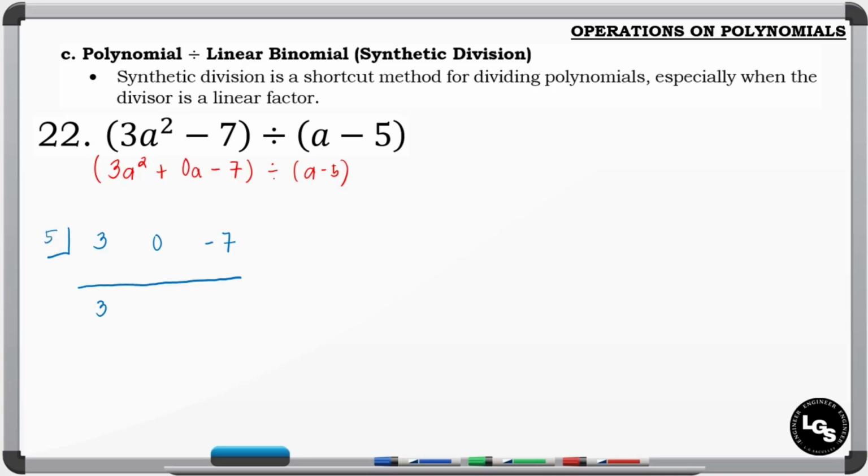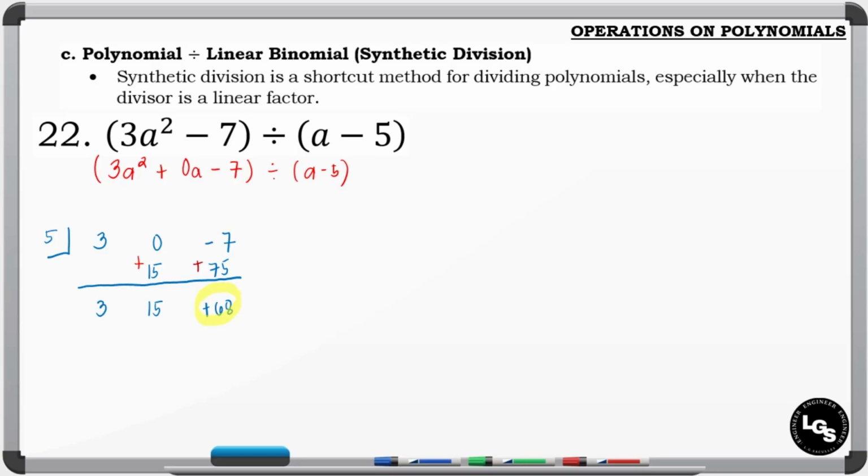Then we will write it at the second column. So that is 15. Then we will add this column. So 0 plus 15, that is positive 15. Then 15 times 5, that is positive 75. So we write here 75. Then let's add this again. Negative 7 plus 75, that is positive 68. So again, the last term is the remainder. So this is our remainder.